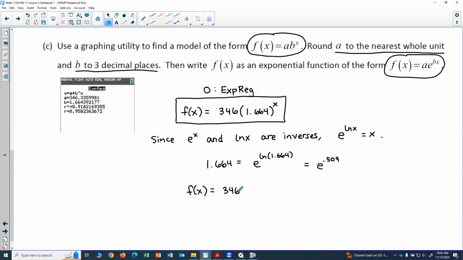346. That part has not changed. And then I'll have e to the 0.509x. Notice the x still has to be up there in the exponent, but instead of the 1.664, I have e to the 0.509.